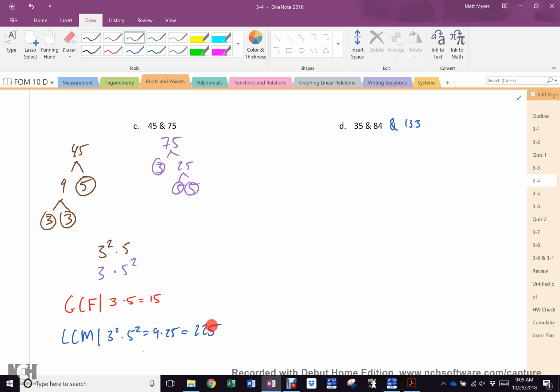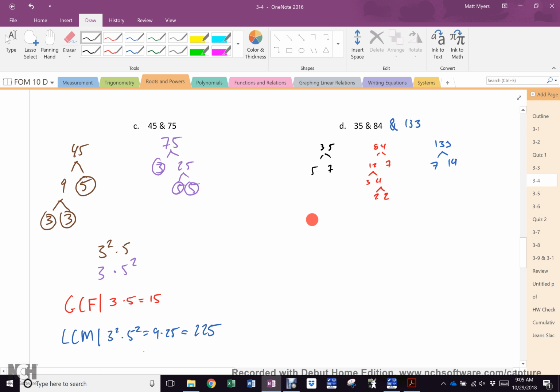So 35. How many factor trees do I need? 3. 35 is an easy one. What is it? So you can do 6 times 5 and 7. 5 and 7. 7 times 4. Done. Oh, was it primes? Yep. 84. 12 and 7. 3 and 4. 2 and 2. 133. 7 and 19. And they're both prime, aren't they?